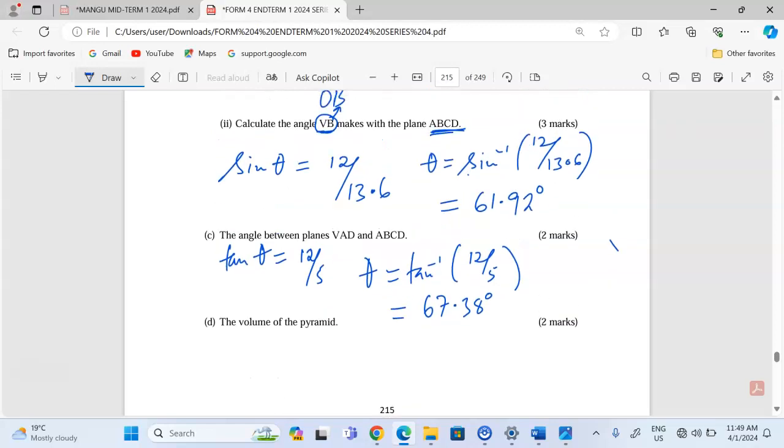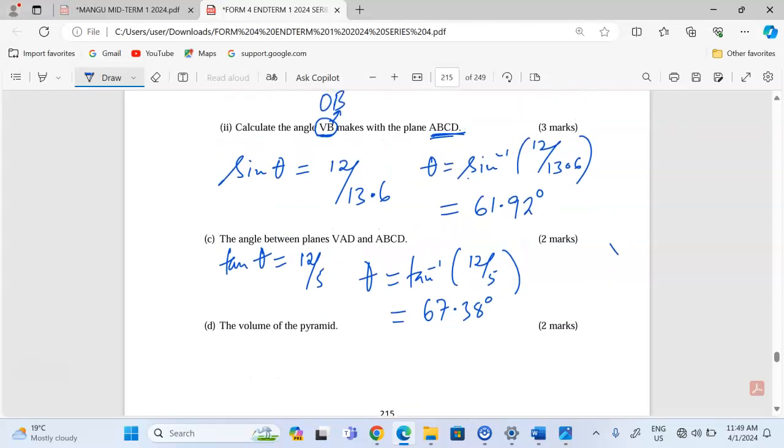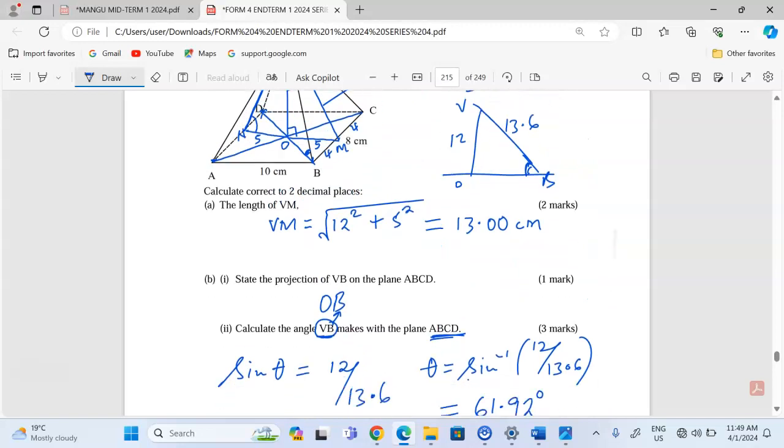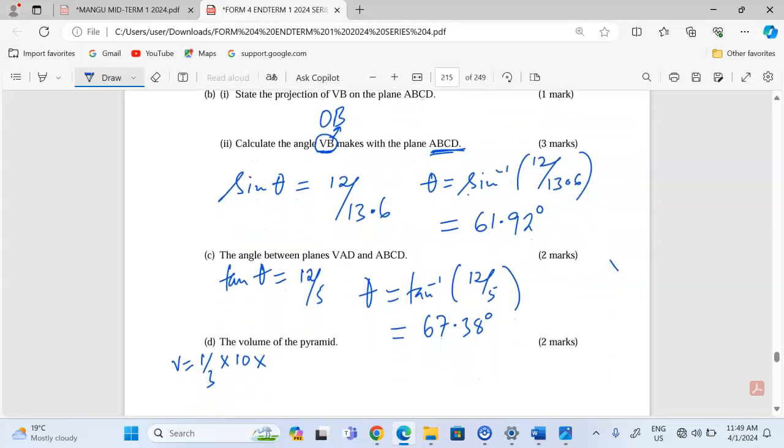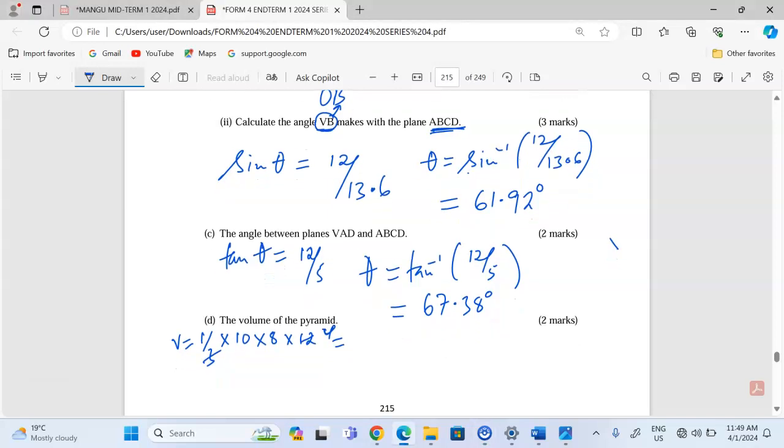We're also finding the volume of the pyramid. The volume of a pyramid is given by a third base area times height. The base is rectangular, so 10 by 8, times height, which is 12. A third of 12 is 4. Therefore, 32 by 10, 320 cubic centimeters.